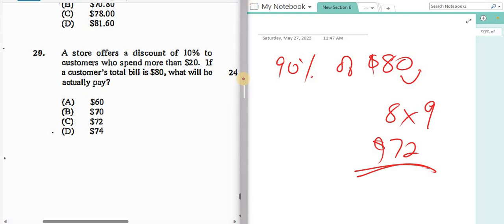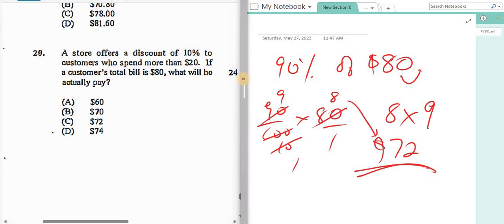Options. Or you can just put 90 over 100 times 80. And what are you going to do here? Divide by 10, get 10. Divide by 10, get 8. Divide by 10, get 1. Divide by 10, get 9. And 9 eighths, 72. Anybody did this way at all? First one.